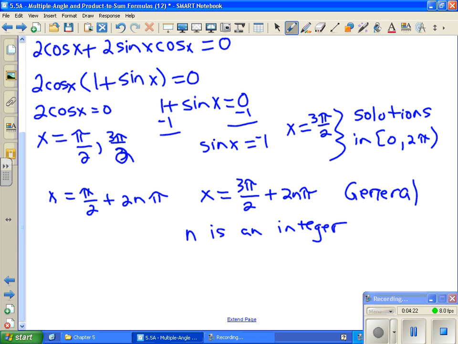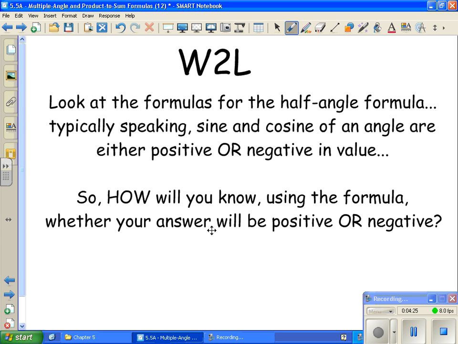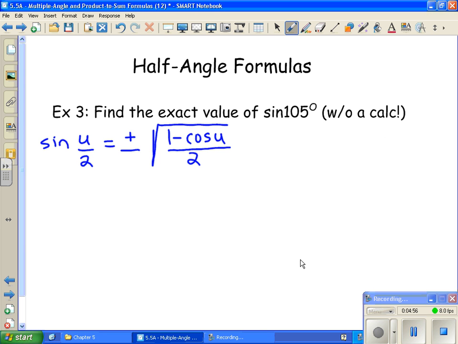Let's go ahead and look at one more example. Oops, I'm sorry, there's a writing to learn that I want you to think about first. Look at the formulas for the half angle formula. And typically speaking, the sine and cosine of an angle are either positive or negative in value. And so how will you know, using the formula, whether your answer should be positive or negative? Think about it for a minute and just jot down something in your notes that shows that you thought about it and came up with something.